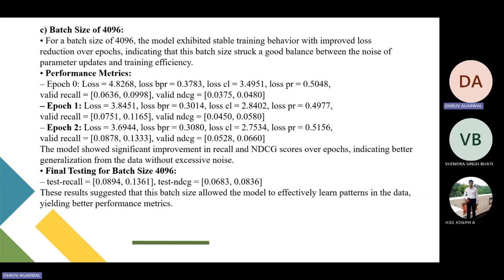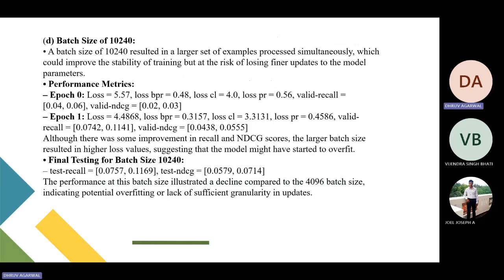For batch size 4096, these are the results over epoch 0 to epoch 5. The final testing results are 0.09 and 0.13 for recall 20 and recall 40 respectively, and NDCG 0.06 and 0.08 for 20 and 40 respectively. Similarly, for 10240, we have testing results of 0.07 and 0.11 for recall 20 and recall 40 respectively, and NDCG scores of 0.05 and 0.07 for 20 and 40 respectively.